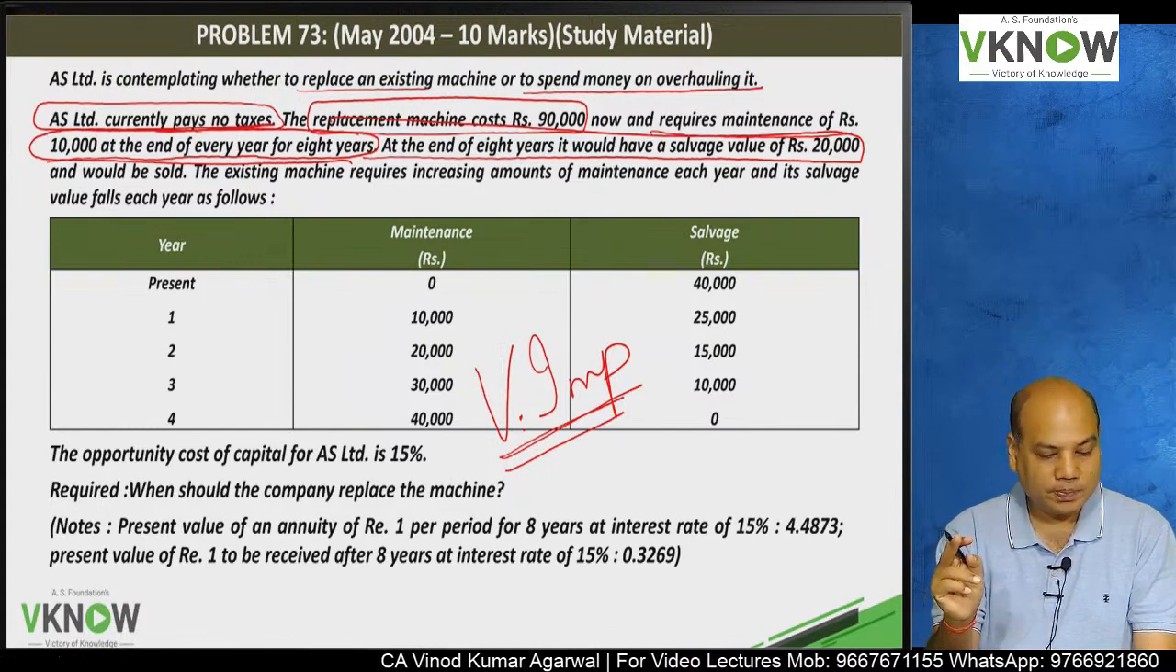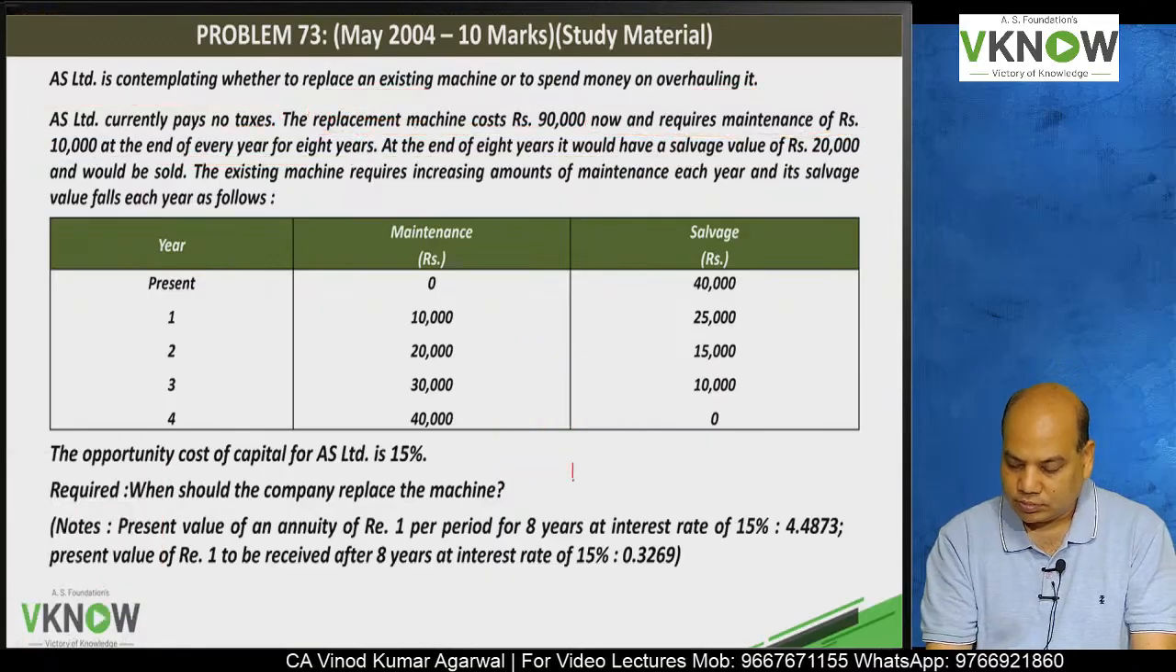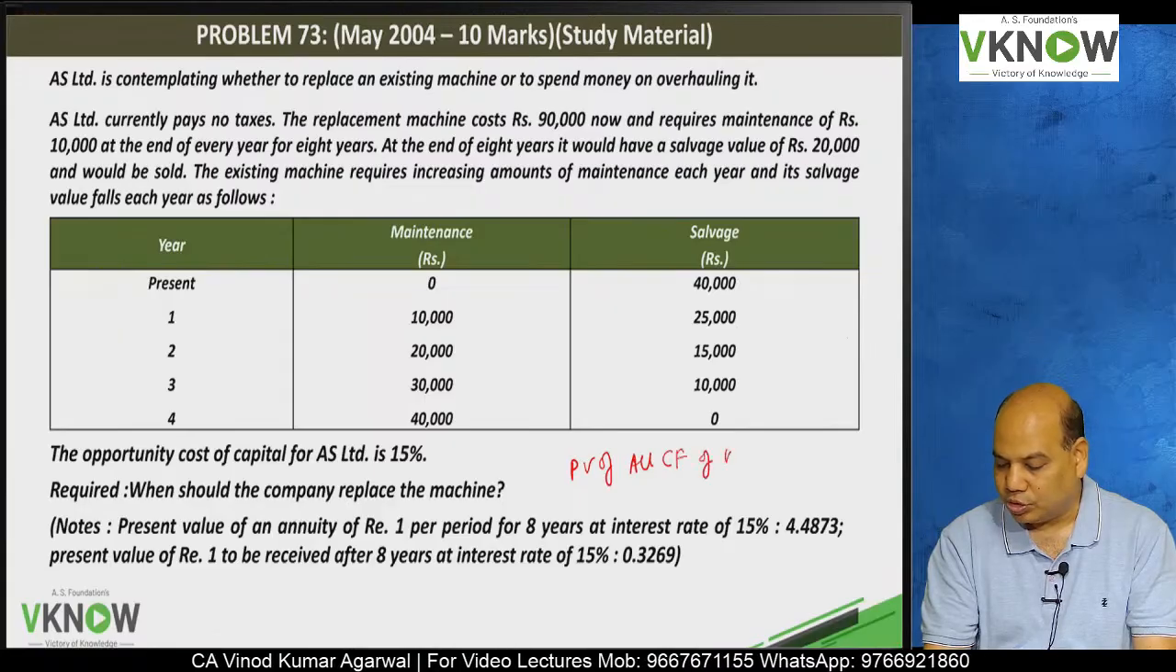See the difference in the previous question and this question. In the previous question, they had given present value of all cash flow of new machine.